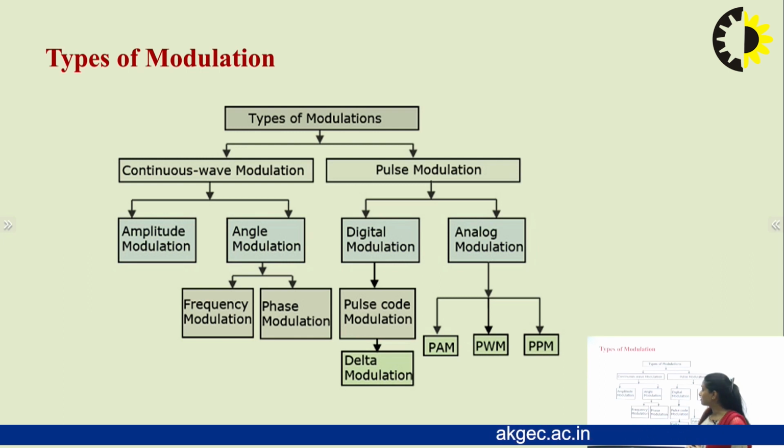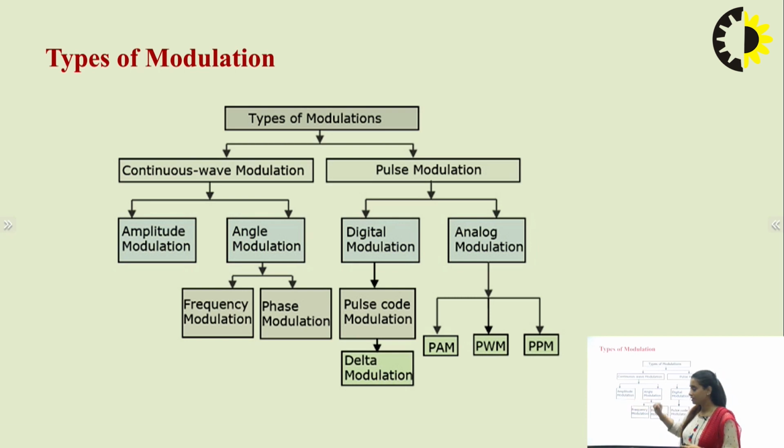If I want to classify my modulation, we do have continuous wave modulation and pulse modulation. In continuous wave modulation, we are dealing with the analog signals, right? So in continuous wave modulation, we do have amplitude modulation and angle modulation.